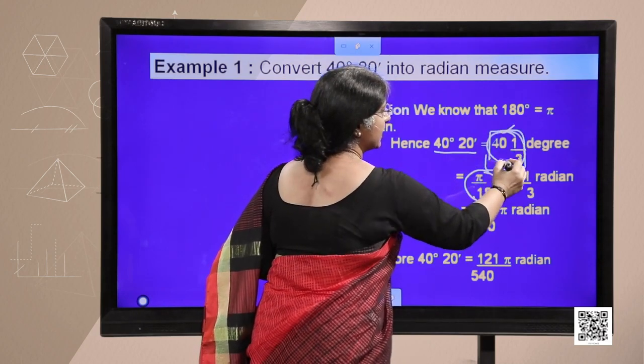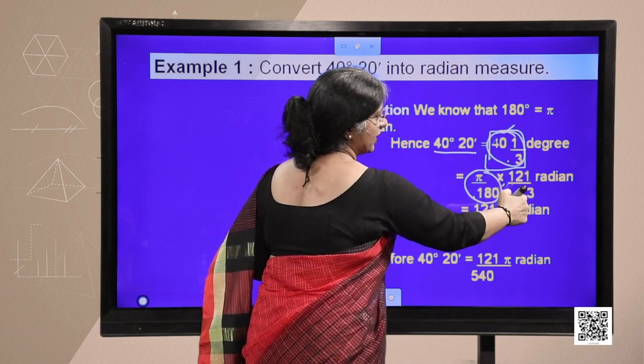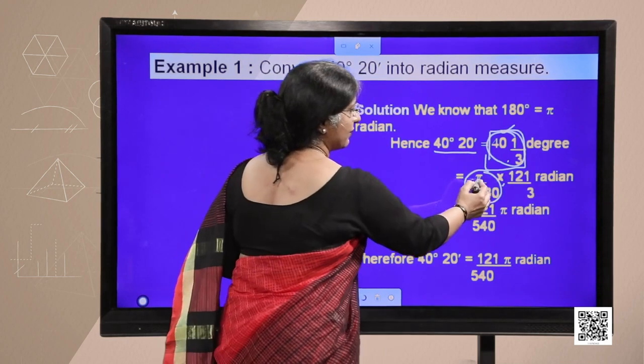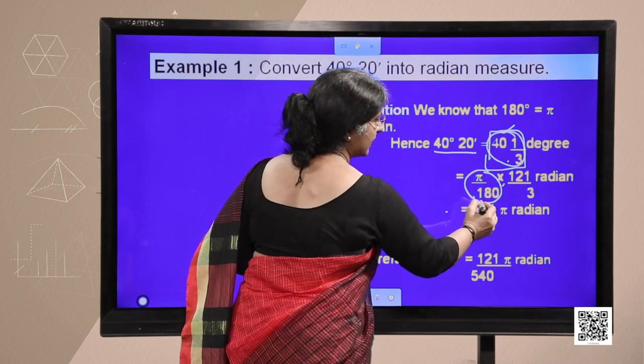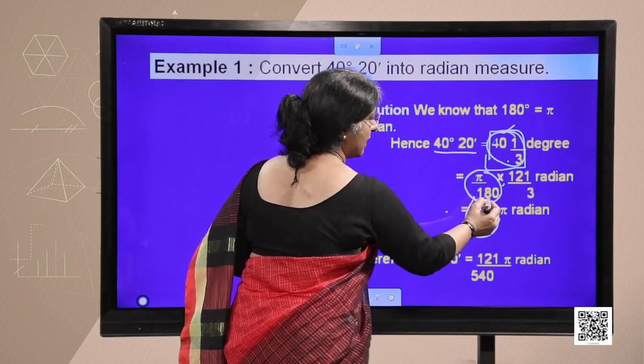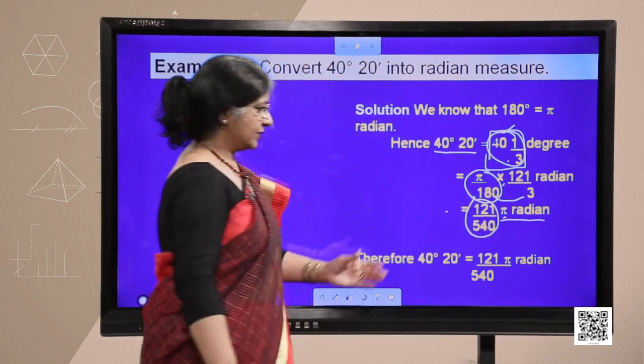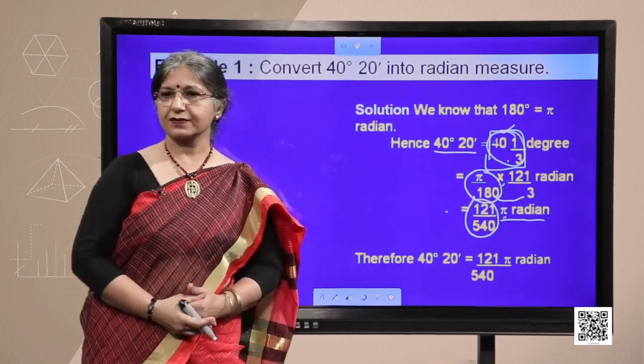40 and 1/3 is converted into 121 divided by 3. Now, when we multiply and solve it, this will give us 121 upon 540 pi radians. So, this is the answer for this question.